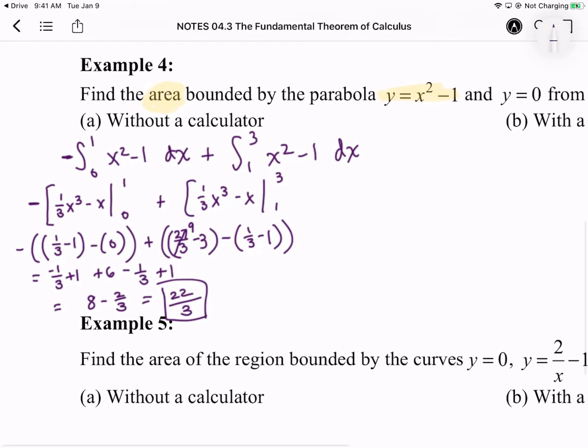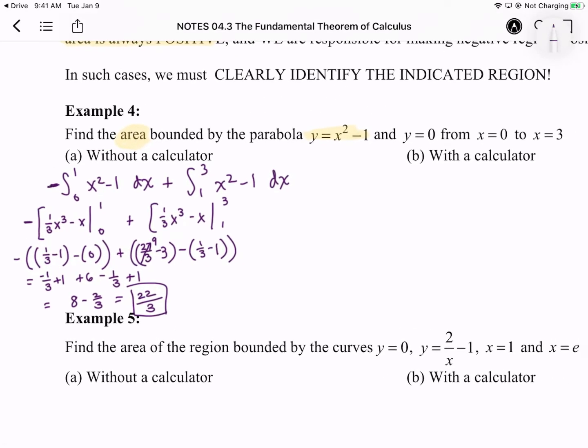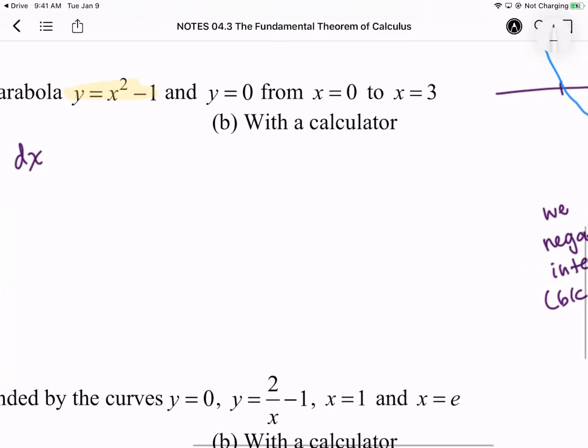That's without a calculator. So without a calculator, I really had to do all this extra work to figure out where this integral is negative. And then I had to fix it by putting a little negative sign in the front. If I have a calculator, I can just type this into the calculator.